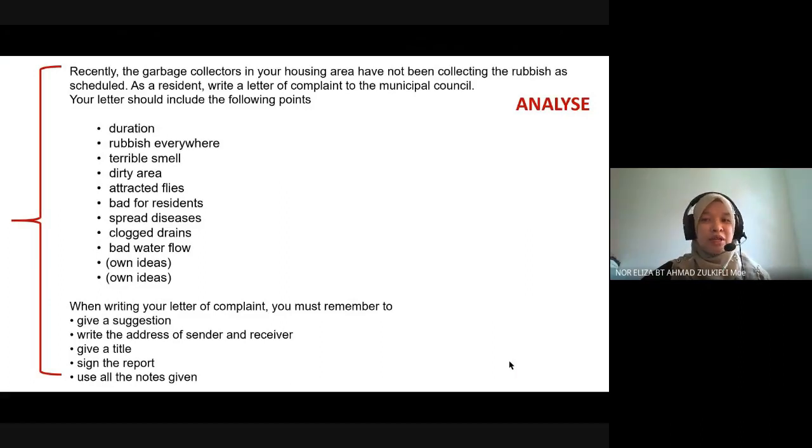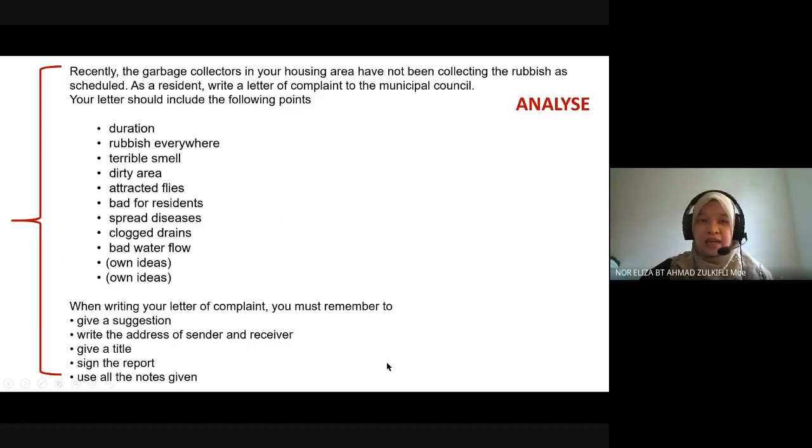Okay, for example, let me go directly. Analyzing. Analyzing is where you read from the very first word up here, recently the garbage collectors in your housing area, up to the very last word at the bottom. Use all the notes given. This is where you analyze. You read thoroughly from the first word to the very last word. Why? You don't want to miss any of the important things here.